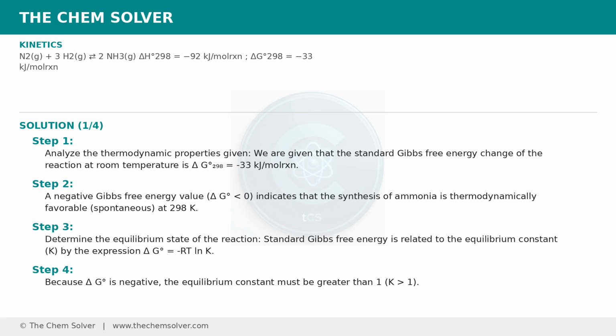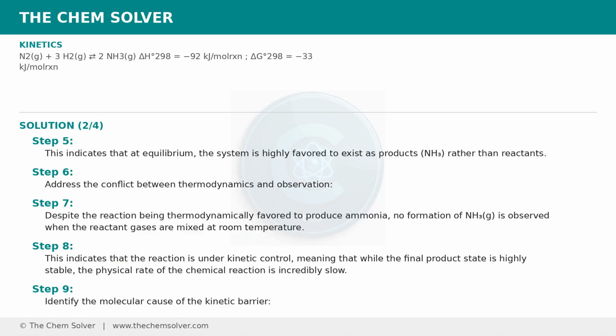Determine the equilibrium state of the reaction. Standard Gibbs free energy is related to the equilibrium constant, K, by the expression ΔG° equals −RT ln K. Because ΔG° is negative, the equilibrium constant must be greater than 1, K greater than 1. This indicates that at equilibrium, the system is highly favored to exist as products, NH3, rather than reactants.